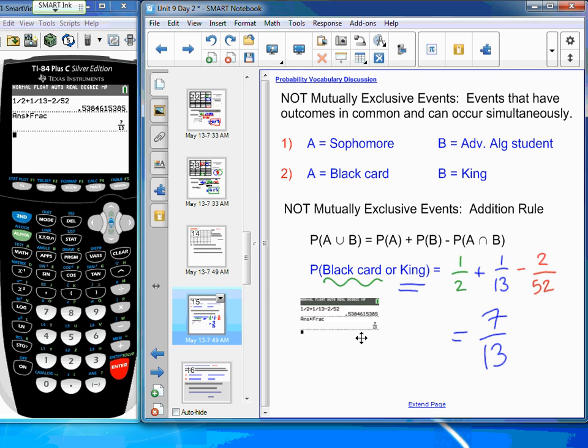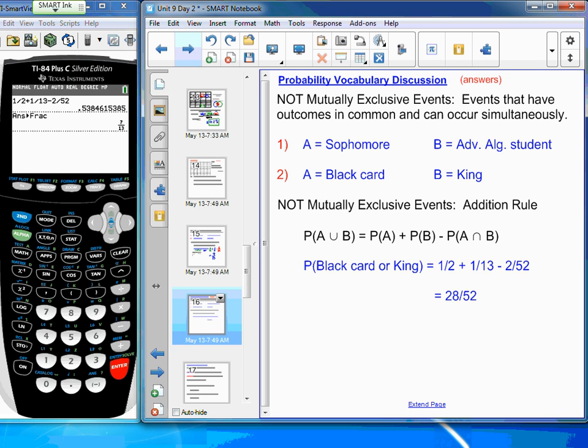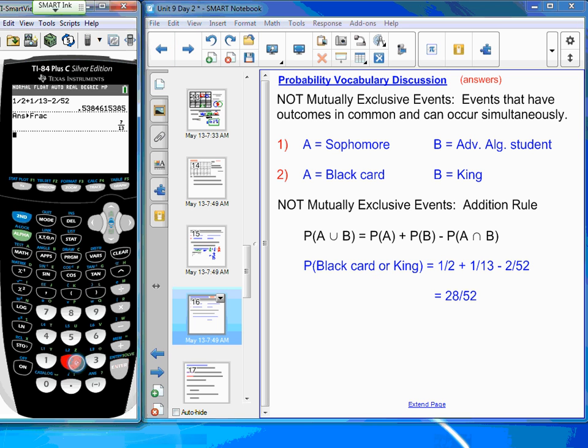Let's go ahead and see what the survey says. 1/2 plus 1/13 minus 2/52, 28/52. What's that? What? 28/52? Math frack. Hey, that's 7/13. So we did it either way. Awesome.